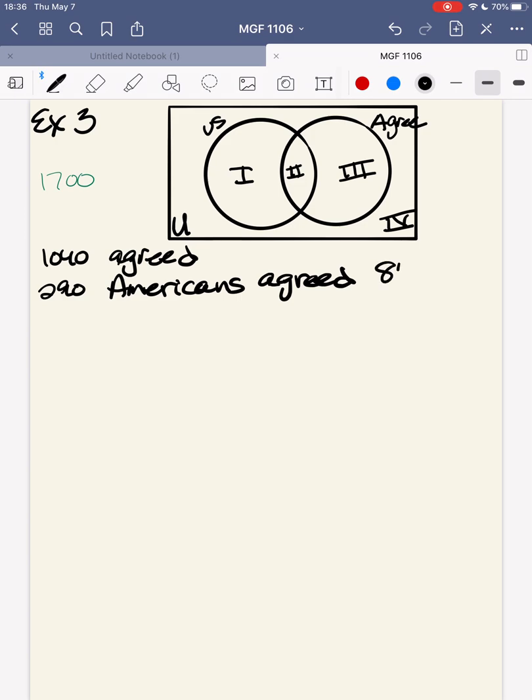And if 810 Americans were surveyed, we want to answer the following questions. So first of all, we need to figure out sections 1, 2, and 3, right? So if a total of 1,040 people agree, remember we have to work from the inside out, so we want to work with section 2 first. Out of 1,040 people who agreed, if 290 Americans agreed, that means section 2 is 290.